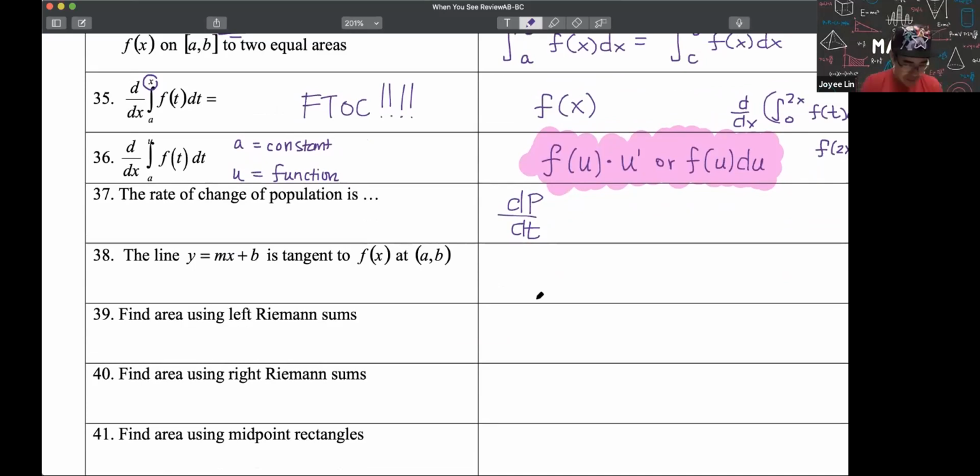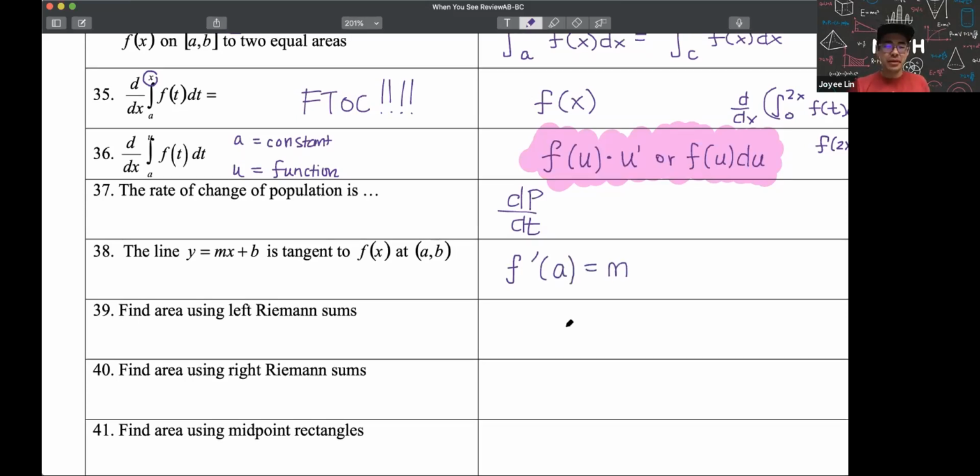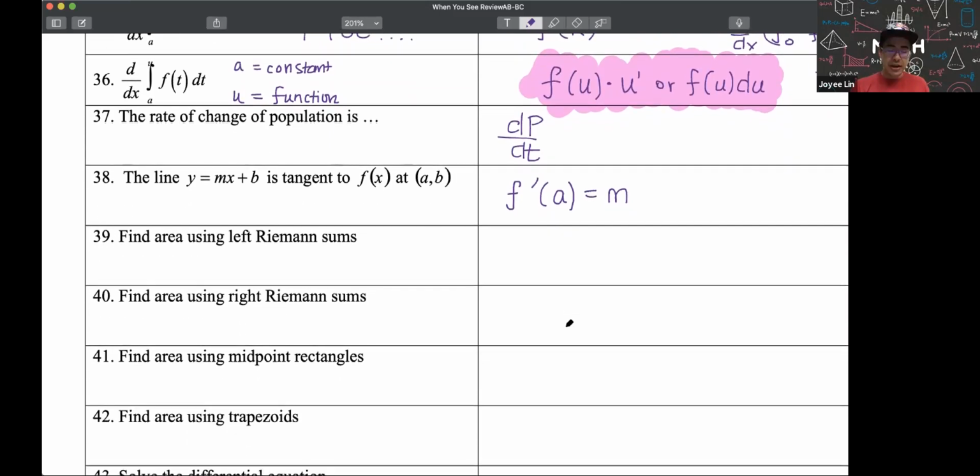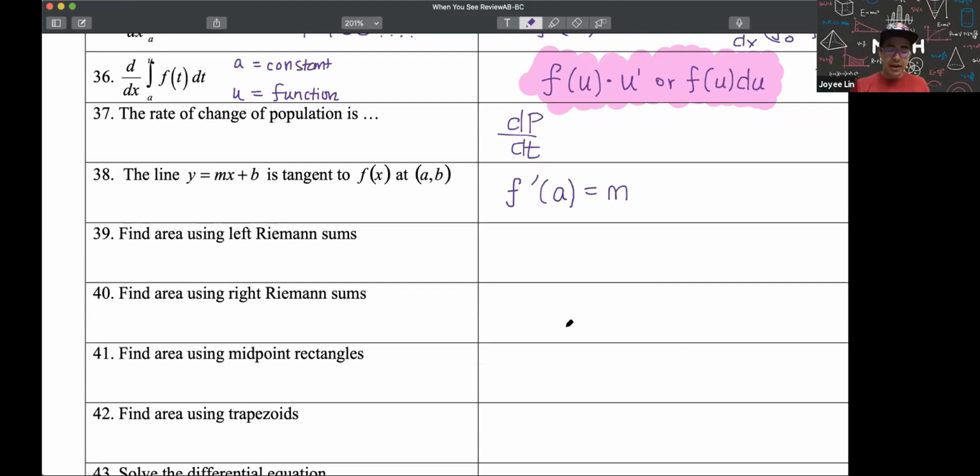Okay. What if you were to see this statement, the line y equals mx+b is tangent to f of x at a comma b? What can you infer from that statement? So here we can infer that f prime of a, the slope of the tangent line, is equal to m. I think y'all are good with the next four, right? Riemann sum, midpoint, trapezoid. Does anybody need me to review any of those?